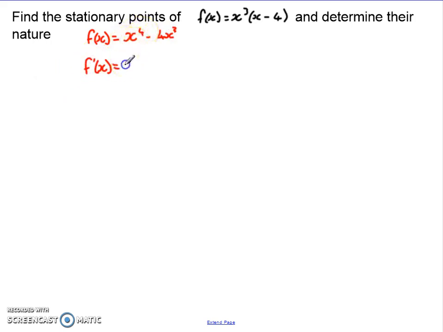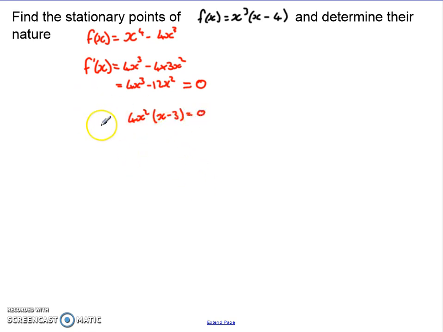Calculate that, bring the power down, reduce by 1. I get 4x cubed, bring the power down again. I get 4 times 3x squared, which gives me 4x cubed. Take away 12x squared. And to get my stationary point, this is where the second part comes into play. That equals 0. And I have to solve it now and figure out the values of x which that works for. So looking at this, factorise it, I could take out 4x squared as a common factor, and what I end up getting is x take away 3, and that equals 0.